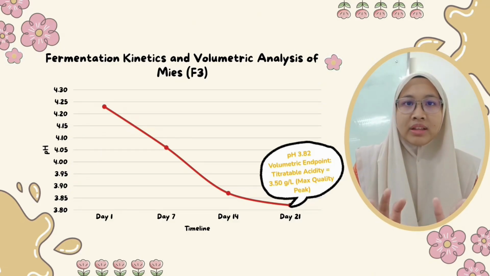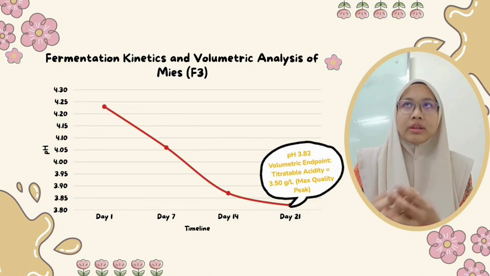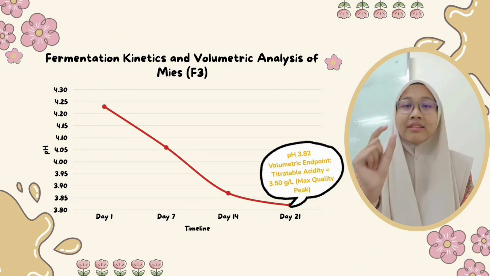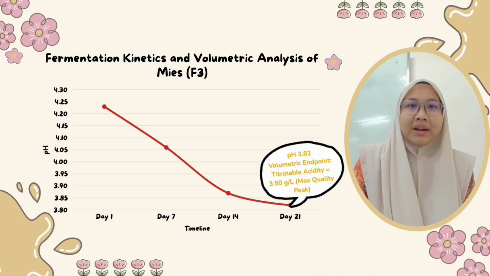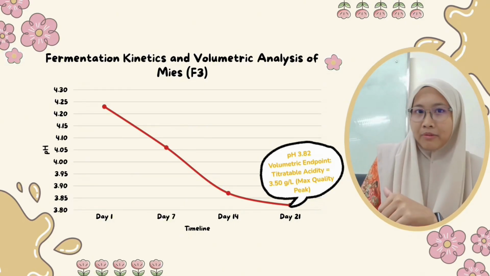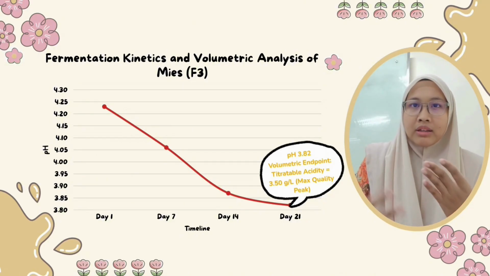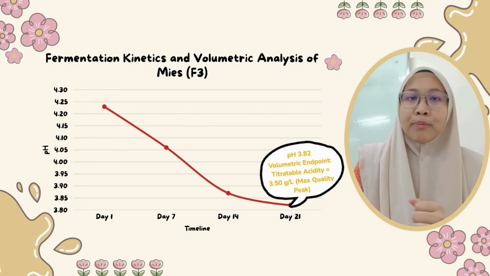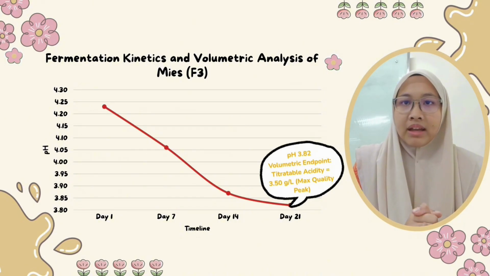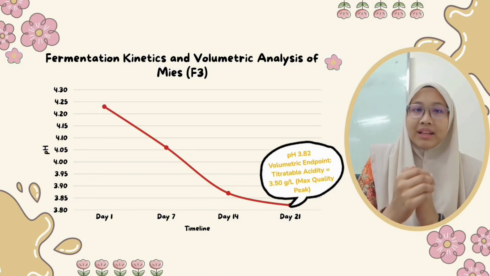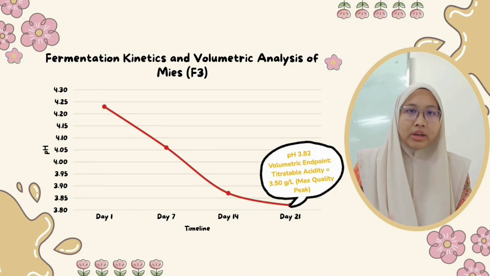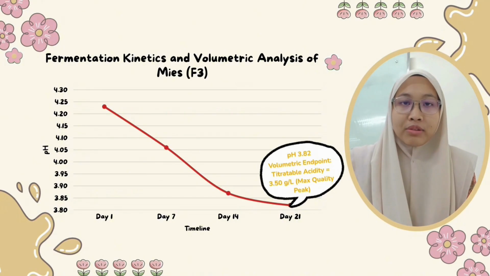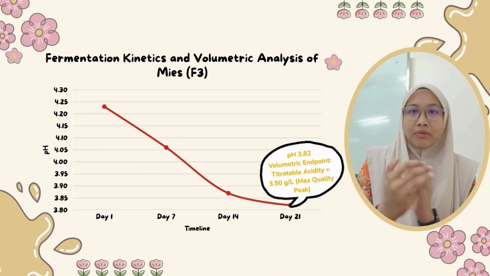However, a simple pH reading doesn't mean anything. It could not prove something. Hence, that's why the volumetric analysis comes in. By using the method before and looking at the result, the volumetric analysis has also proven that formulation 3 has the highest titratable acidity, which is 3.50 grams per liter. And it also has the highest soluble solids, which is 26.24.